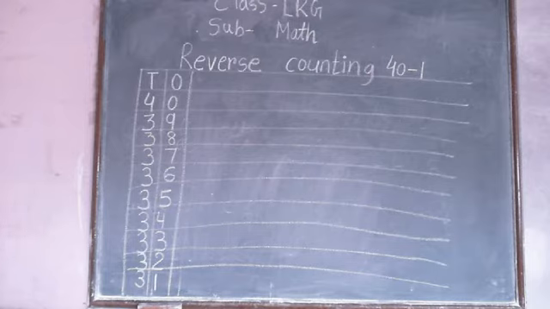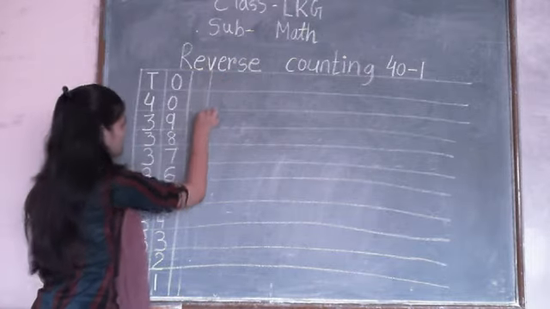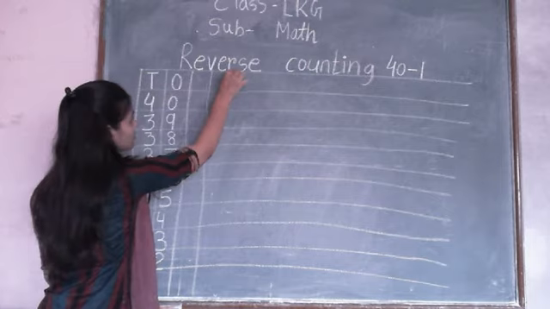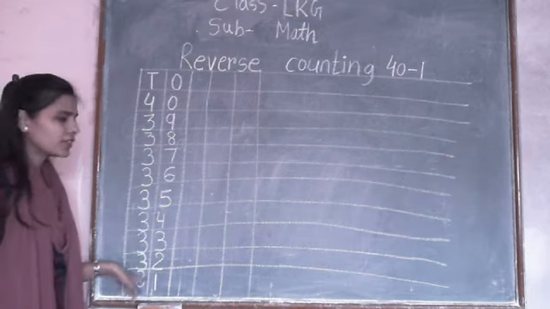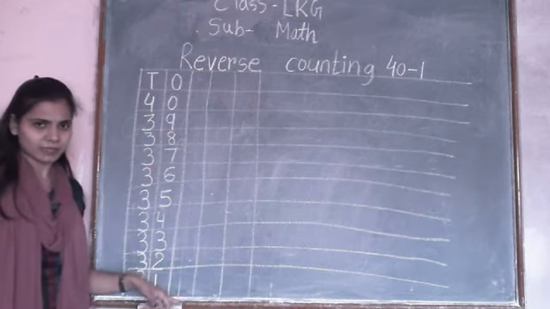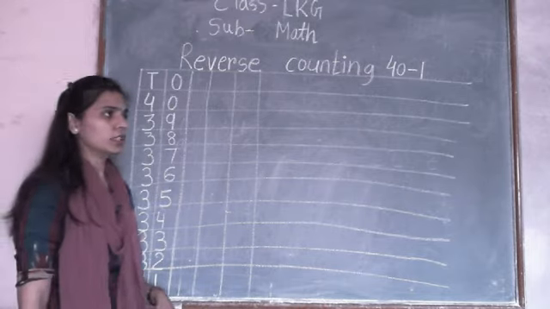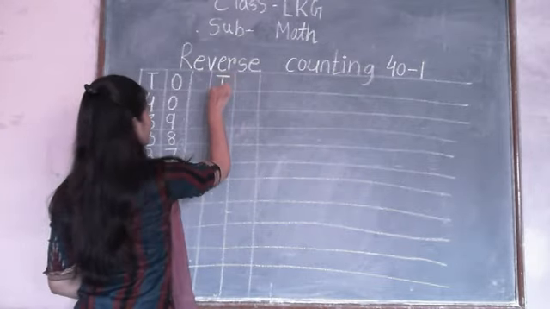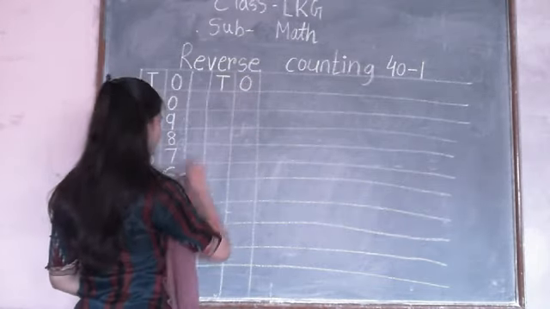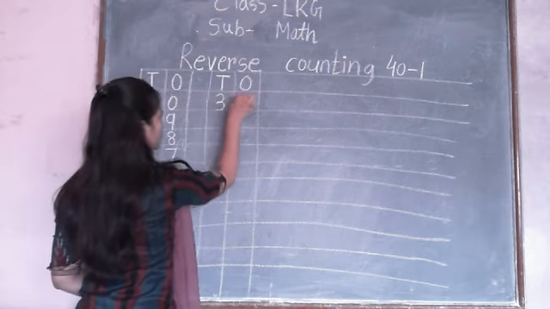Write fast. 40 to 31. Reverse counting. Then before number of 31 is, first you write the place value and then write what is the before number of 31? 30, 30.